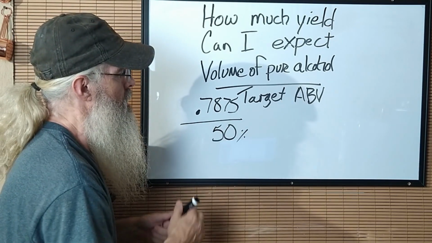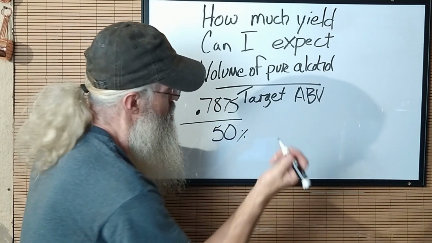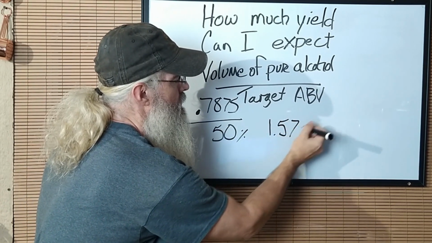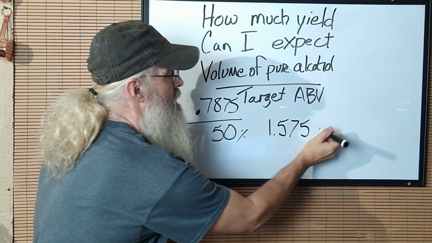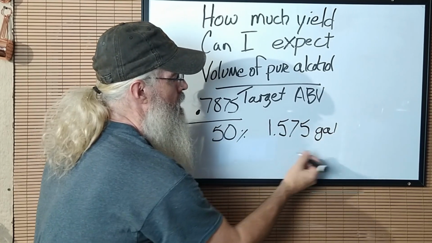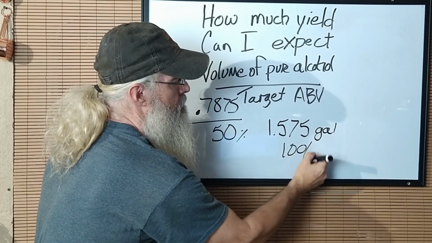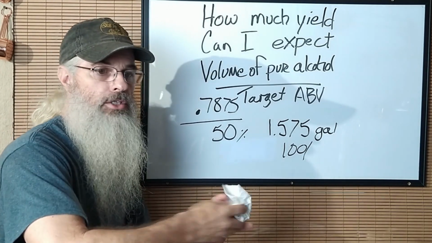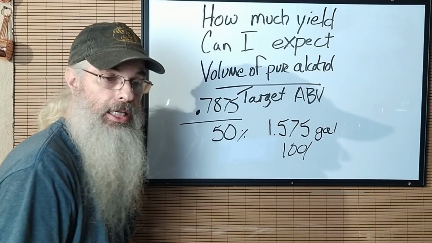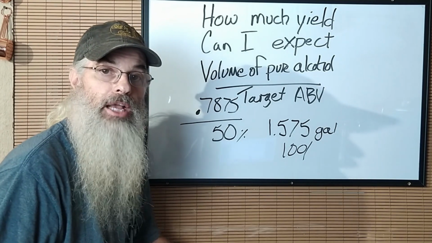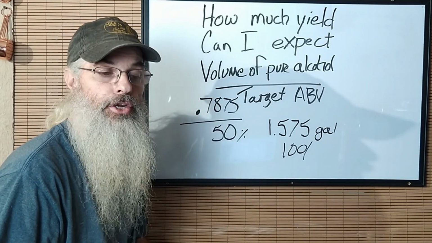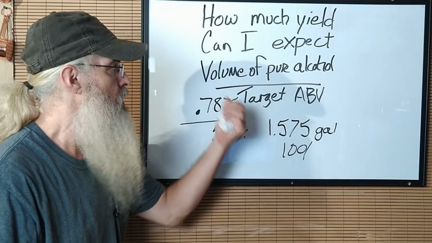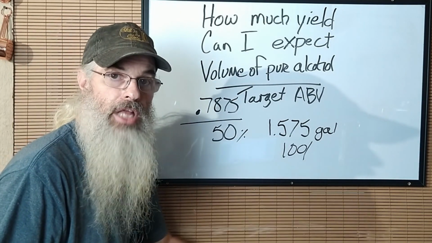After you do the math, that comes out to 1.575 gallons of 100 proof. Now, the truth is, you're almost always going to get a little less because you very rarely are going to be able to strip all the alcohol out of your still when you make your run. So 1.5 gallons on a 10-gallon batch, not that bad at all.